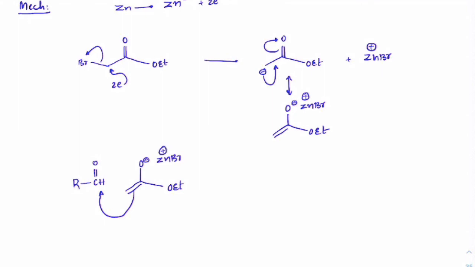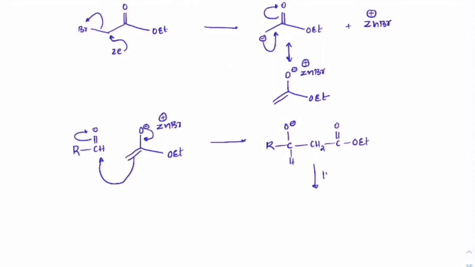As soon as that is done, this minus will become a double bond here, and this would become O minus. So we'll have R, C, O minus, H with CH2, C double bond O, O18, which on hydrolysis will give us RCH(OH), CH2, C double bond O, O18. So that is the final product.